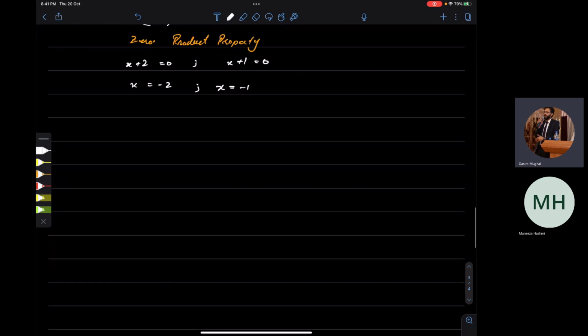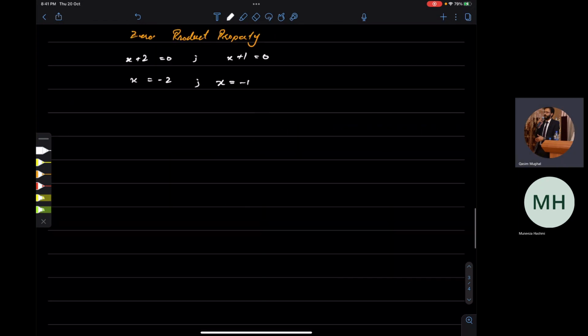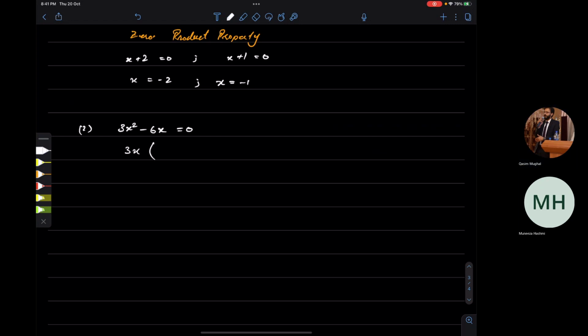The second is 3x squared minus 6x equals 0. Now I have two terms over here. Although I can solve this using the quadratic formula, I won't be using that huge machine for this one, so I'll just factorize it. There are two terms with a minus sign, and I won't be able to rewrite them as a difference of squares, so I'll just take common. 3x is common, and then x minus 2 equals 0.